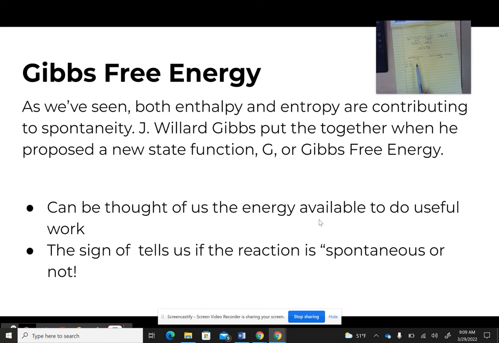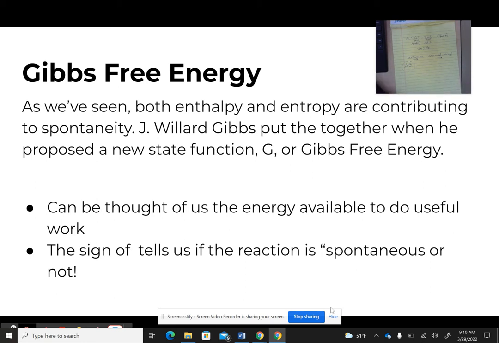So if something is exothermic and increases entropy, the amount that it will go without us doing anything, the amount of energy it will give out to us is basically that delta G, that free energy. It is different than enthalpy, however, because we have entropy coming into play here. The sign of delta G tells us if the reaction is spontaneous or not.